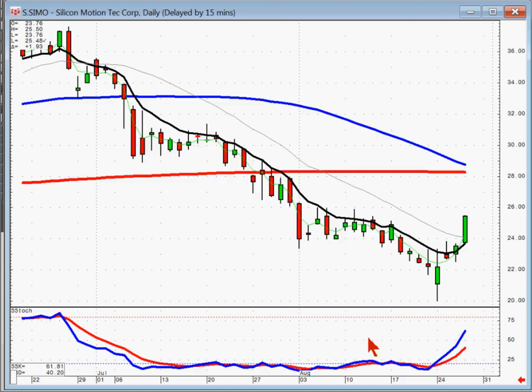And SIMO, that's a good breakout of this, kind of your belt hold, big spinning top. Look for them to move up to this level.